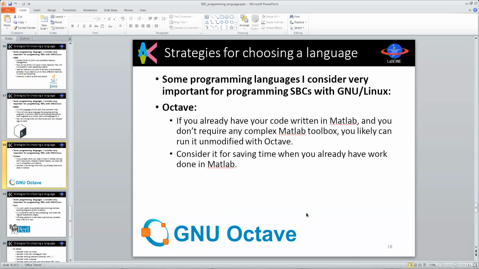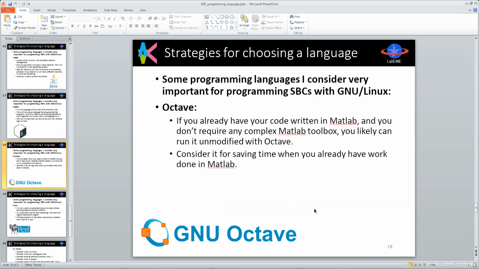And this new one, Octave, it's a language, but actually the idea is open MATLAB. So I would use it in a context where I already have code written in MATLAB, and this code doesn't require any complex MATLAB toolbox. It's just simple MATLAB code with matrices and algebra. If you run this code in Octave, likely unmodified, it will run, or with little modification.